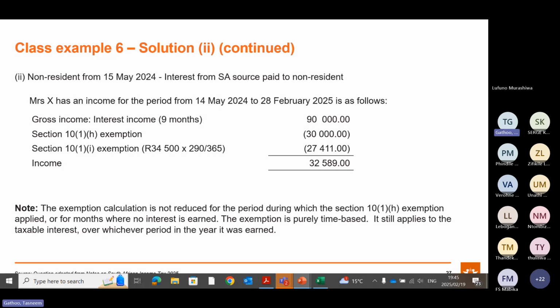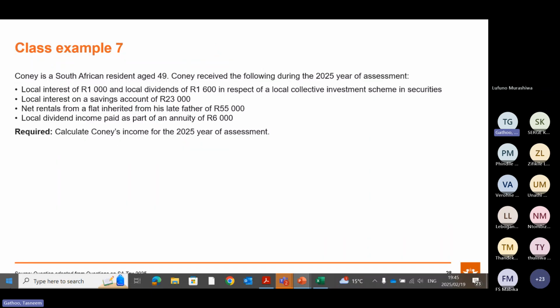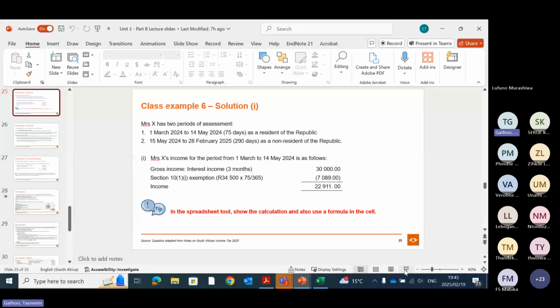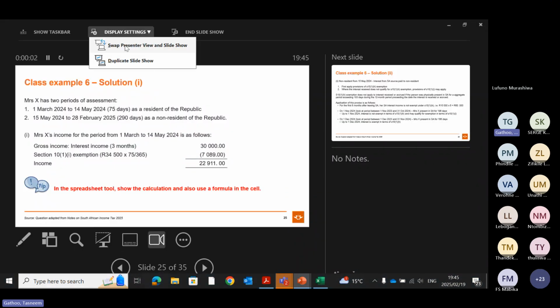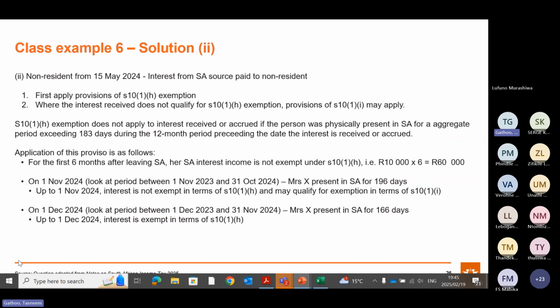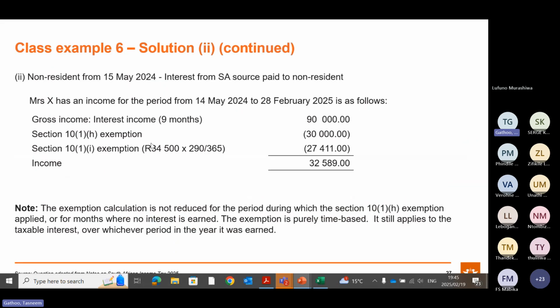It's just important, and this is just a note here, to say that if, for example, she stopped receiving the interest income when she ceased residency, she only would have qualified for a portion of the exemption. She only would have qualified for the 7,089 and not the full 34,000. In this case, because she continued to receive it, she would still qualify for the full 34,500, but that's how the split works.